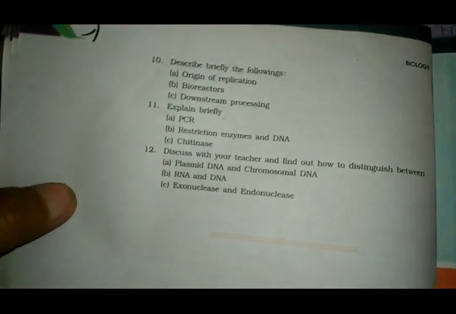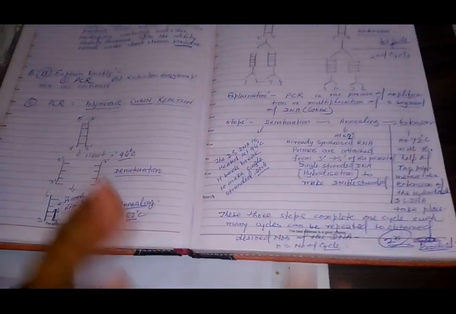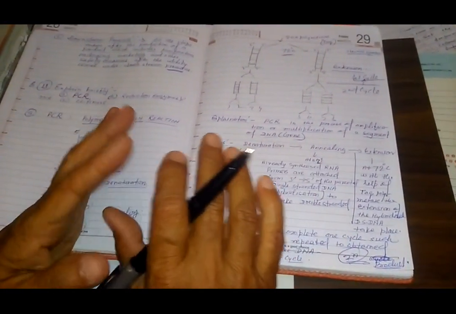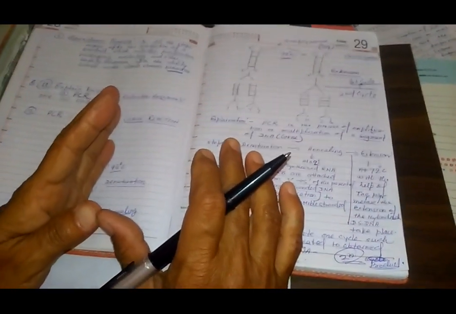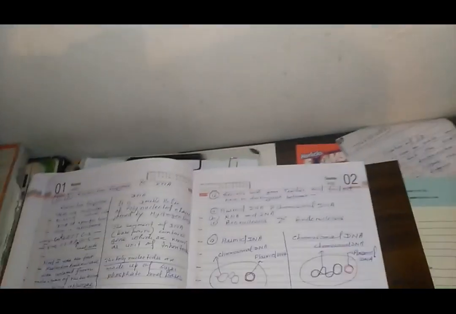Your other one is chitinase. Chitinase is an enzyme which is used to dissolve the fungal cell wall, as fungi are made up of chitin. Okay, so it is very easy. You can easily write it. Next is your question number 11.